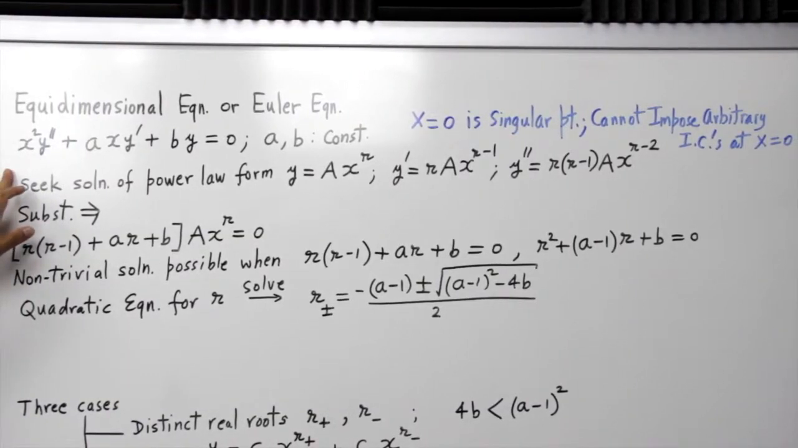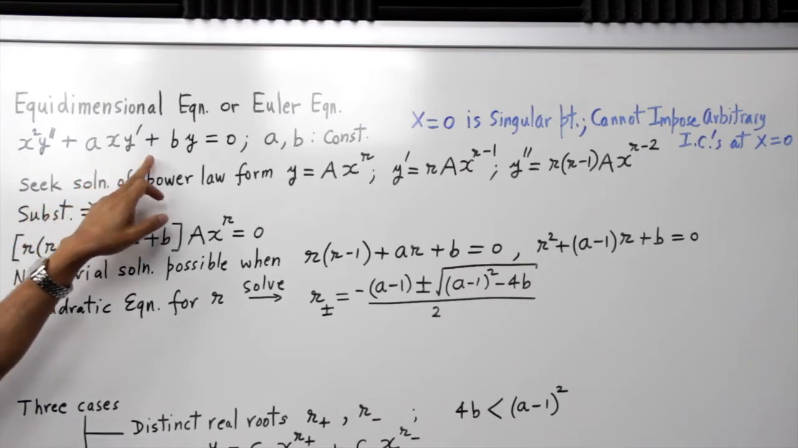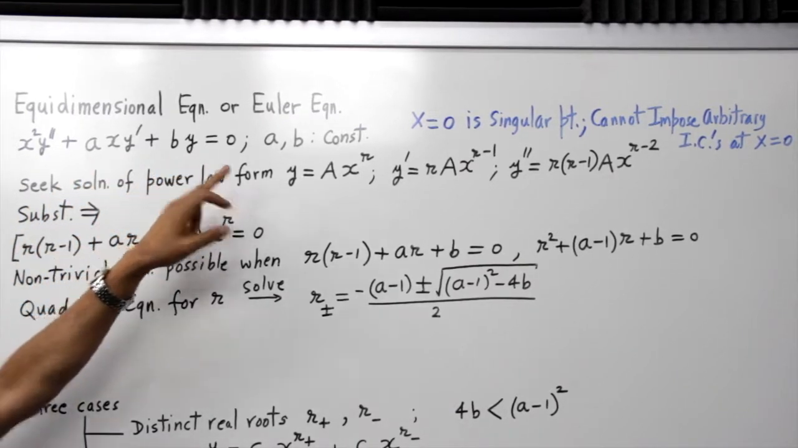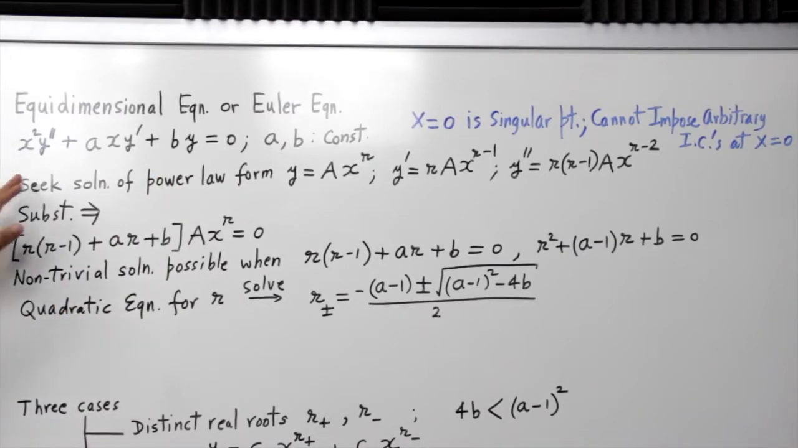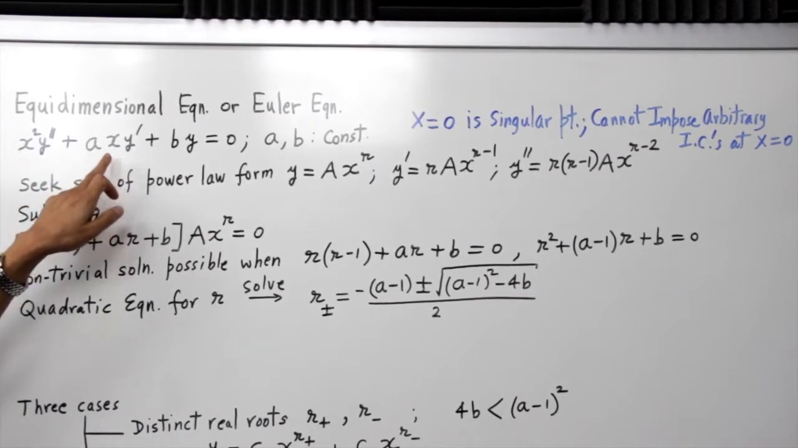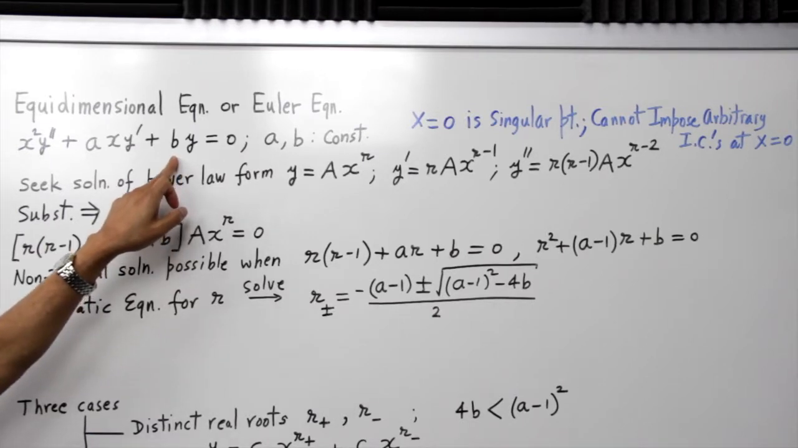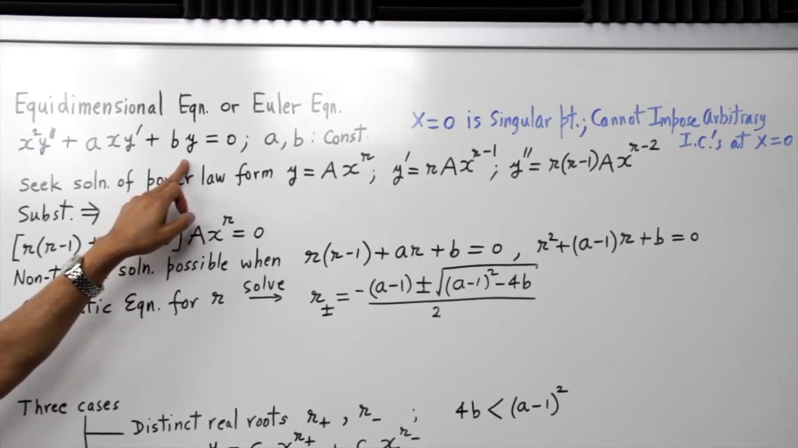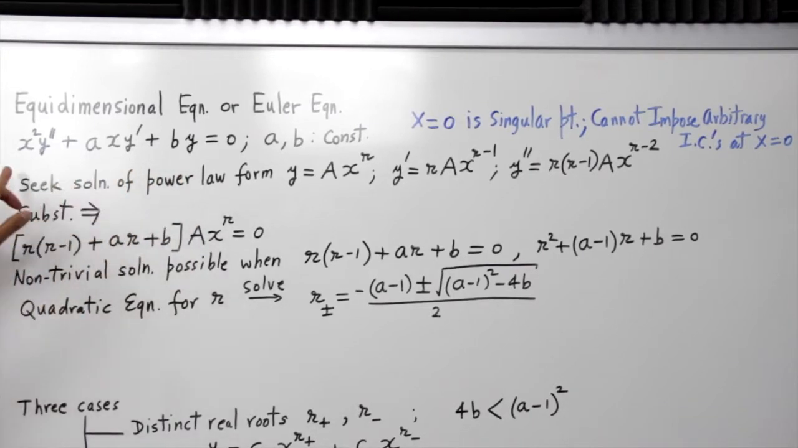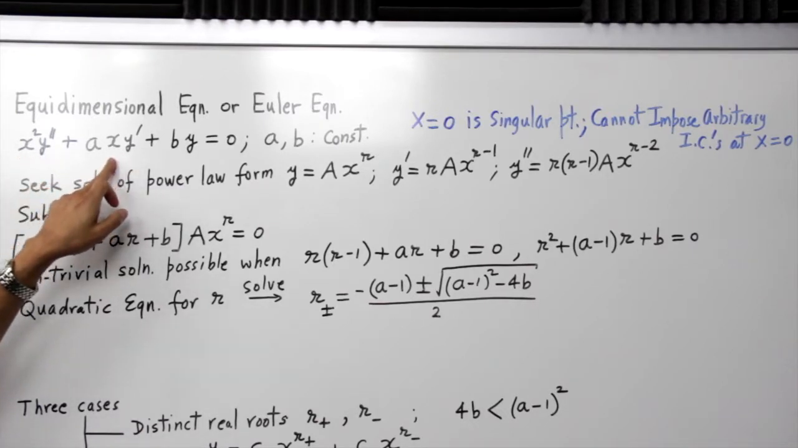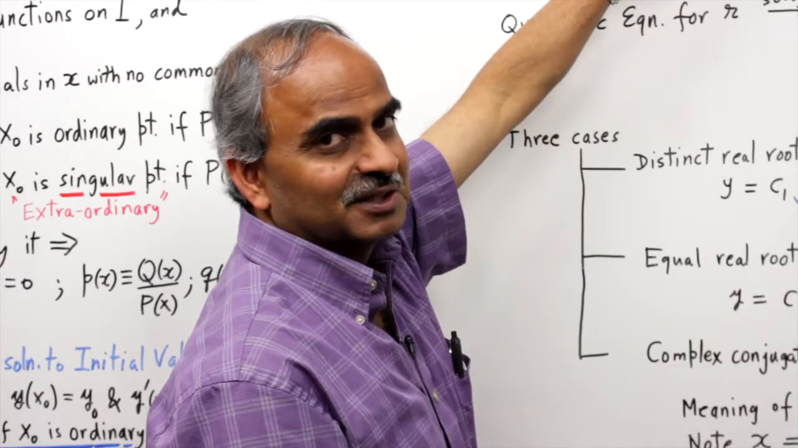The form of the equation is written here: x squared y double prime plus ax times y prime plus b times y equal to 0, where a and b are arbitrary constants. Note that the y double prime term is multiplied by x squared and the y prime term is multiplied by x, and there's no x-dependent function multiplying the term involving y. That's the reason it's called equidimensional: we've got two derivatives multiplied by x squared, one derivative multiplied by x, and no derivative, we don't multiply by anything involving x.